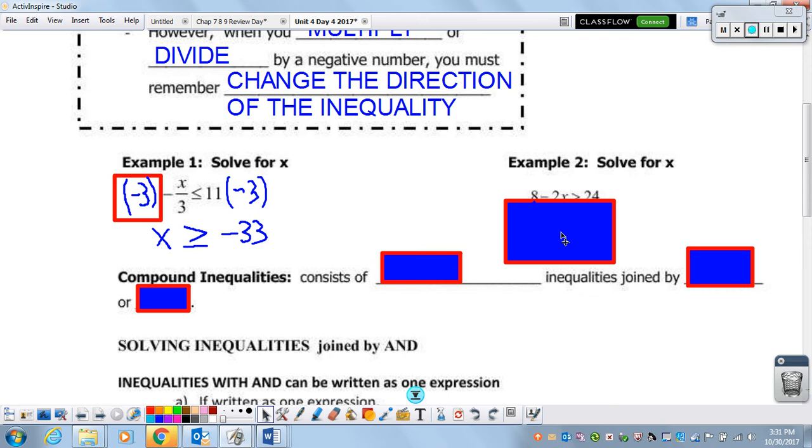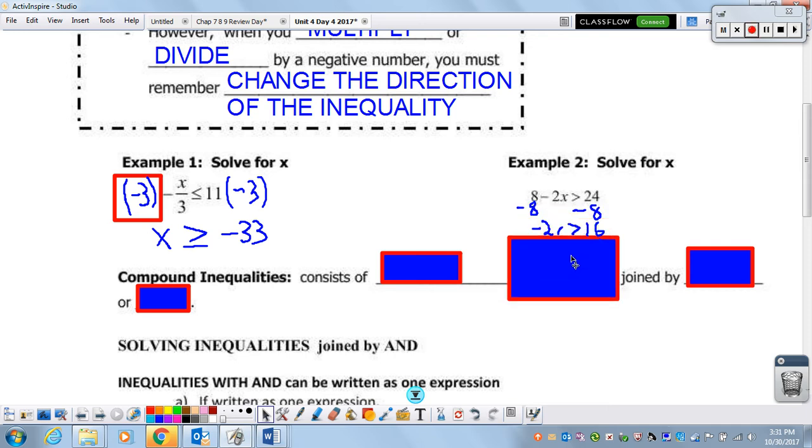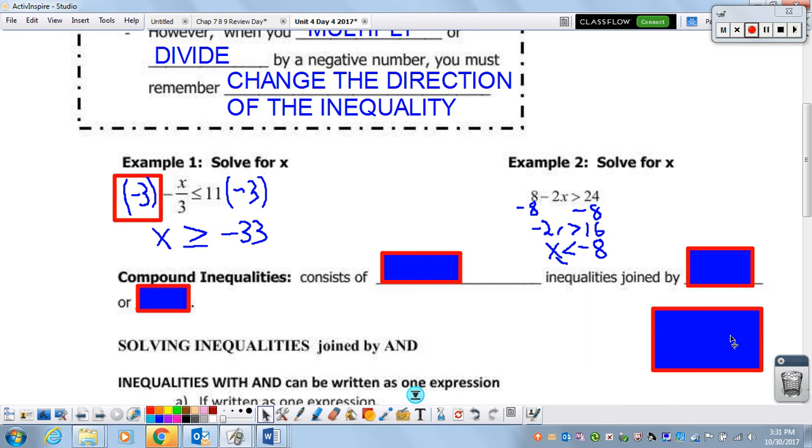Example number 2, we want to solve for x again. So we have 8 minus 2x is greater than 24. First we'll subtract the 8 from both sides, which will leave us with negative 2x is greater than 16. And then we'll divide by negative 2, giving us x is less than negative 8. So when we divide by the negative, we have to switch the direction of the sign.